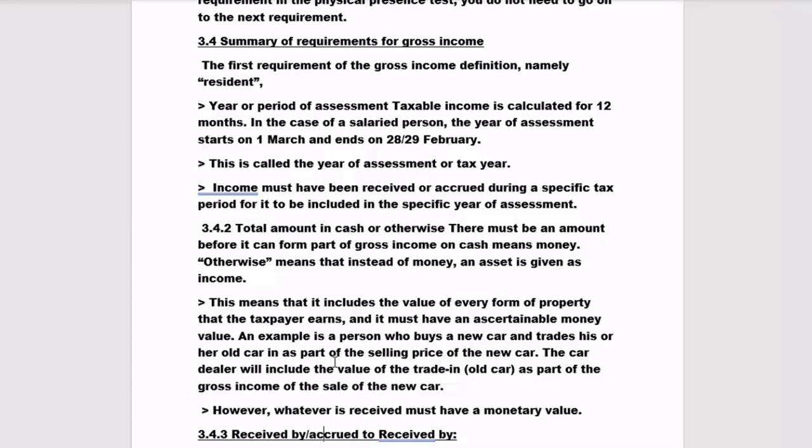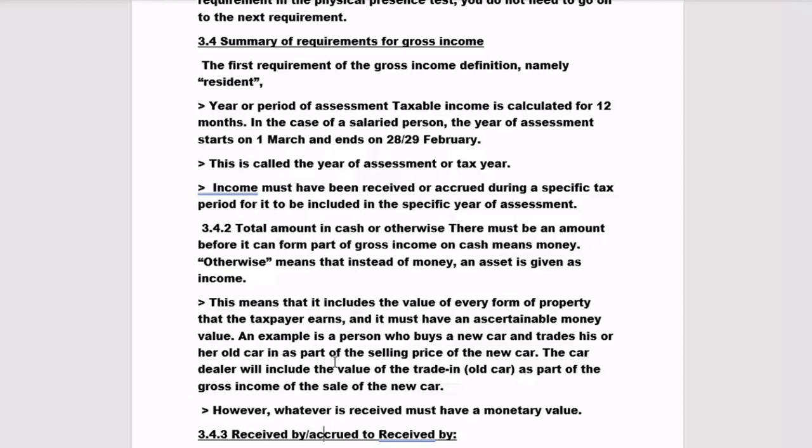because it's not more like cash, where you can just count it and say, okay, my income is about 300,000, right? But if your asset is, let's say, a car or a property or whatever, what we basically do is attach what's called the market value to that specific asset, and then we come up with a figure, and that's where we can determine how the tax is going to be applied going forward. This means that it includes the value of the money from the property that the taxpayer earns, and it must have an ascertainable money value. An example is a person who buys a car.